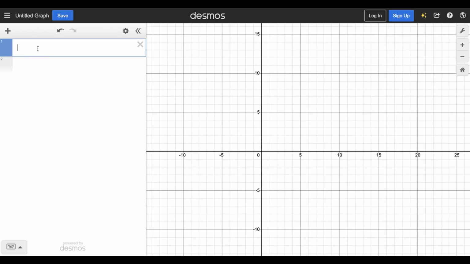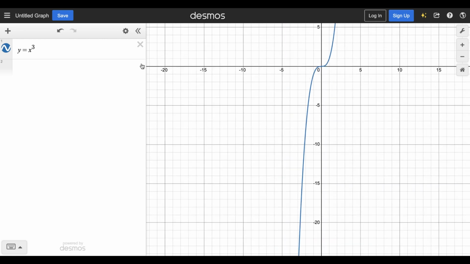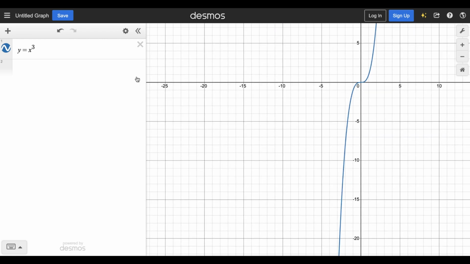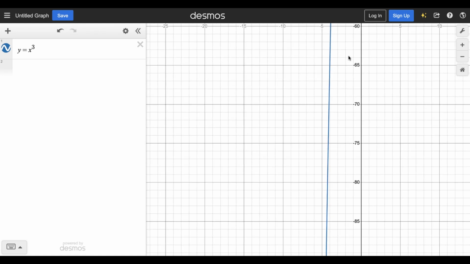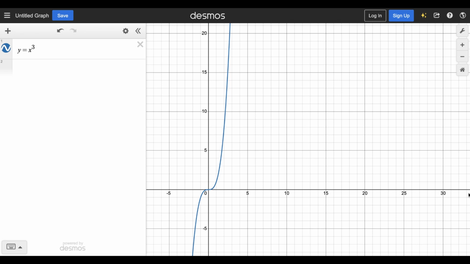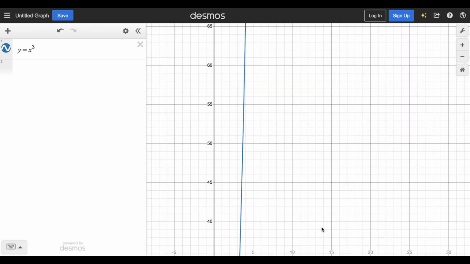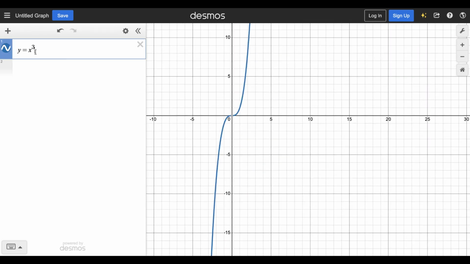Now, when your exponent is odd, let's say y is equal to x to the third power, what's going to happen is as x approaches negative infinity, as the x value gets more and more negative, the y value also gets more and more negative. It's going to approach negative infinity. Meanwhile, as the x value approaches infinity, the y value is also going to approach infinity. As x gets bigger, y is always going to get bigger. And this is the case for y is equal to x to the first power, x to the fifth power, x to the seventh power, 9th, 11th.